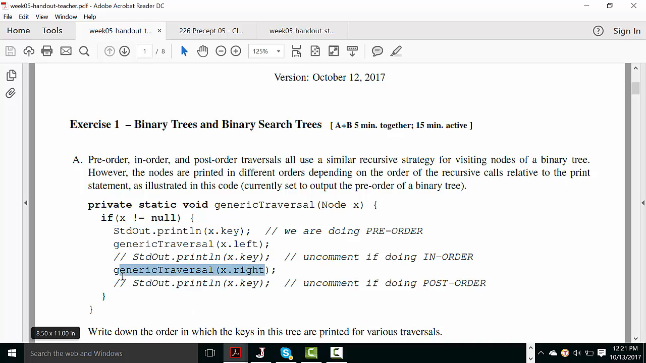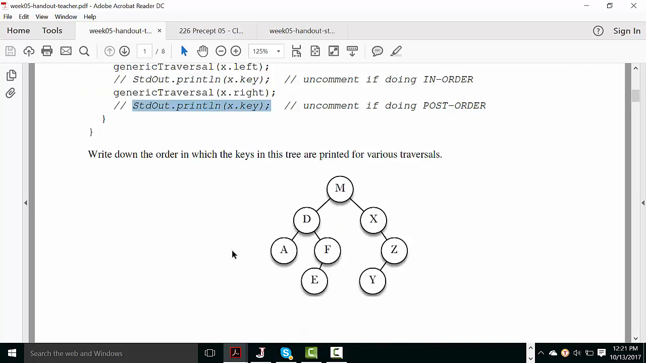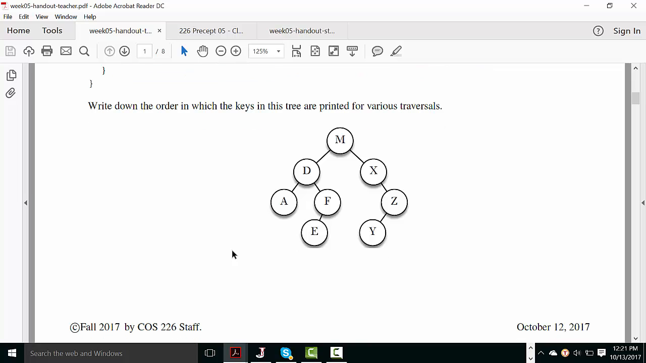If you change the root processing to the end, then what we do is we do the left subtree, then we do the right subtree, and then we do the root. So that's what we need to keep in mind as we are trying to solve this problem. So let's take a look at the solution to this problem.